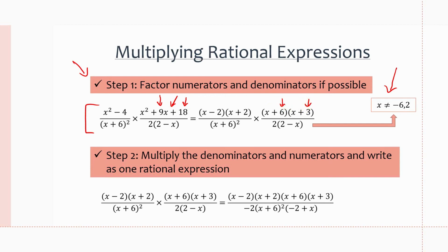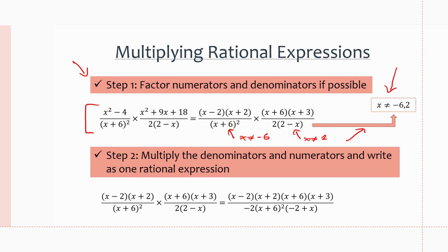So we just want to put it in the form of (x + 6)(x + 3) all over 2(2 - x), which is already factored, right? So we have factored everything, and here we want to take note of the two restrictions that we see. We see that here x cannot be equal to 2, right? Because we will get 0 in the denominator if that's the case. And here x cannot be equal to negative 6 because we'll get 0 in this denominator.